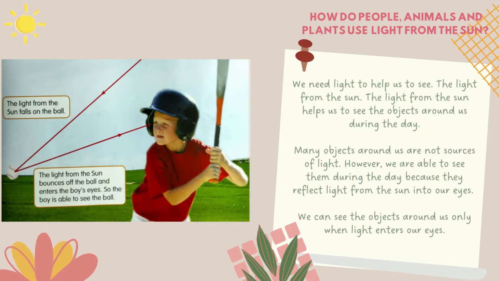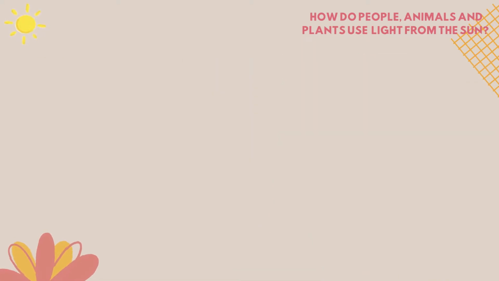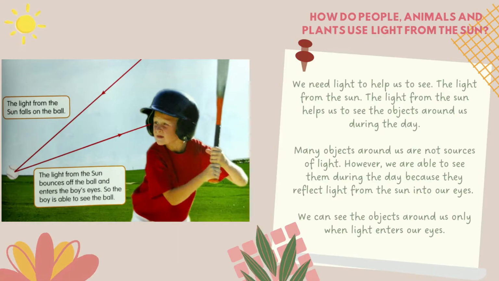Now please take a look at the picture. The boy is playing baseball. The light from the sun falls on the ball, and then the light from the sun bounces off the ball and enters the boy's eyes. So the boy is able to see the ball.